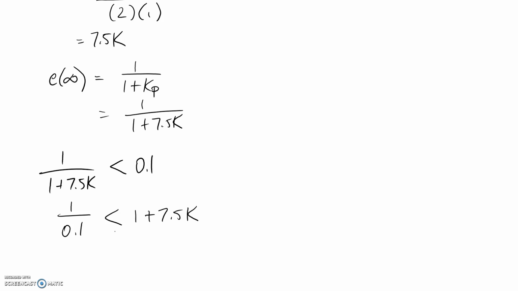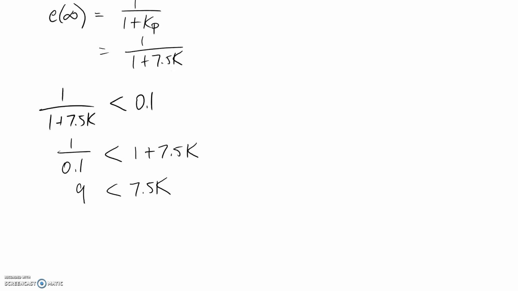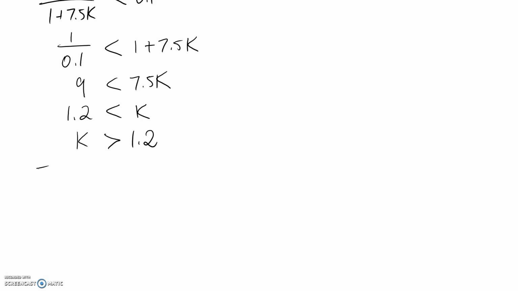I'm now going to take away the 1, so this becomes 1 on 0.1 is 10, 10 minus 1 is 9, and then we can figure out k is going to be 9 divided by 7.5, which is equal to 1.2. So if you want to flip this around, we're going to find that to meet the steady state error requirement, this needs to be true. K needs to be larger than 1.2.